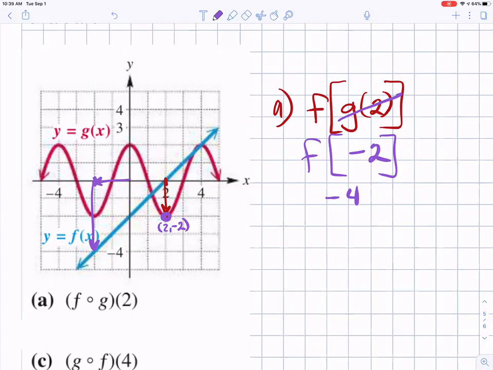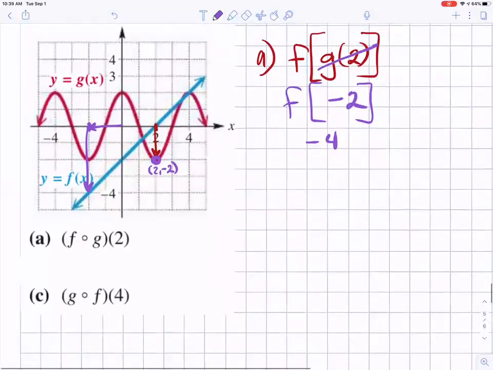What's wrong, Justin? Where'd you get -2 from? Is it from the Y value of the red graph? And then you use that to find the other one? Mm-hmm. Okay. Let's do one more.